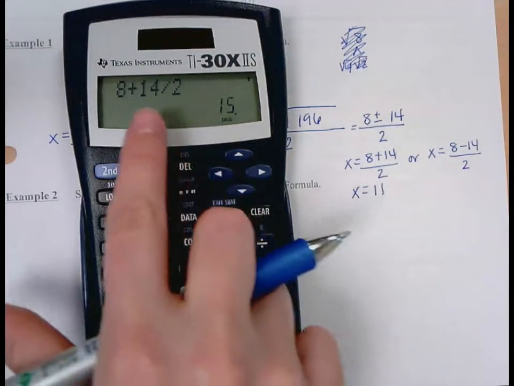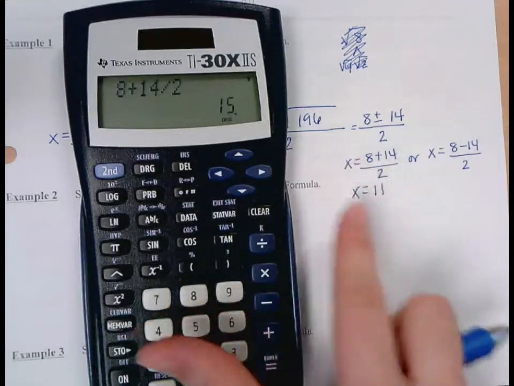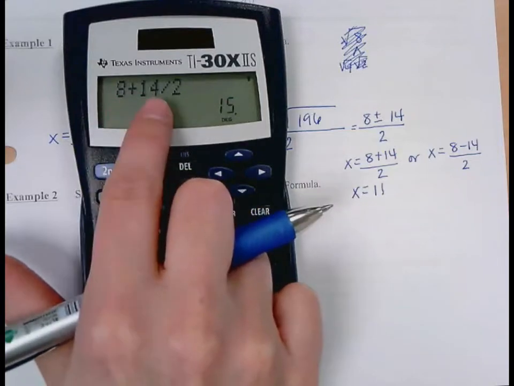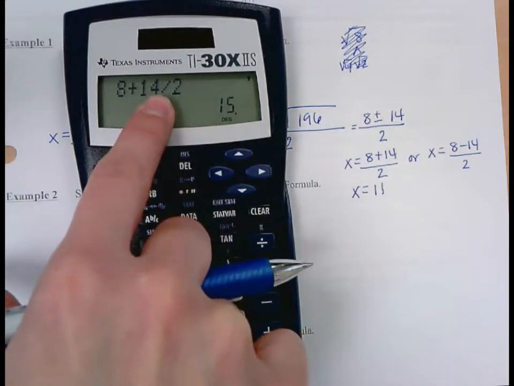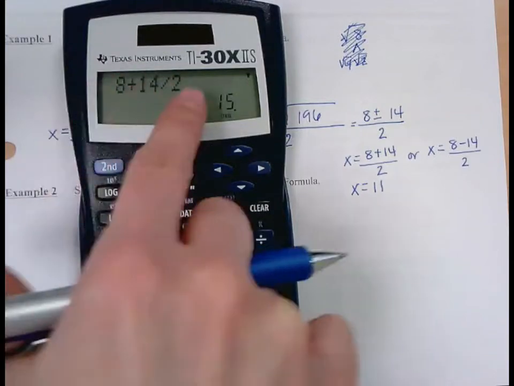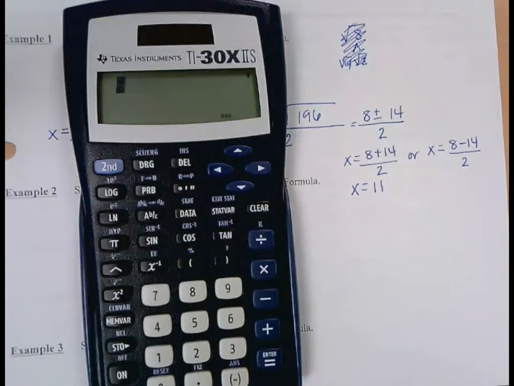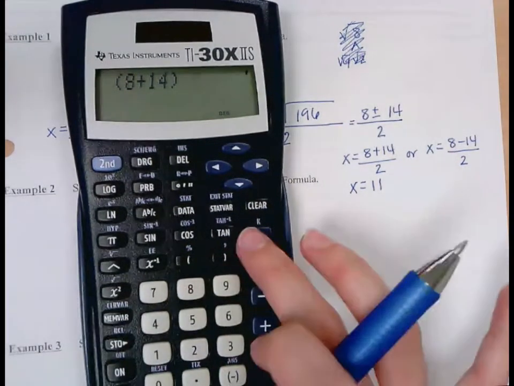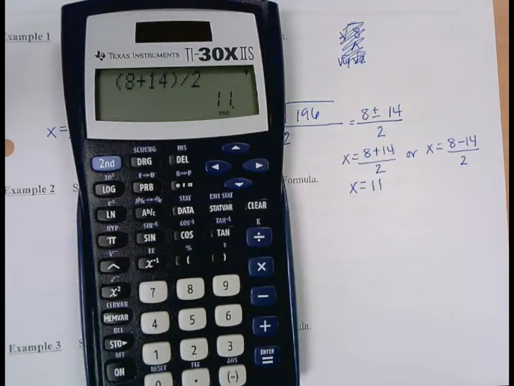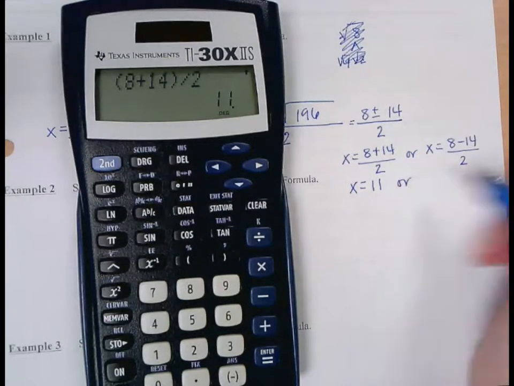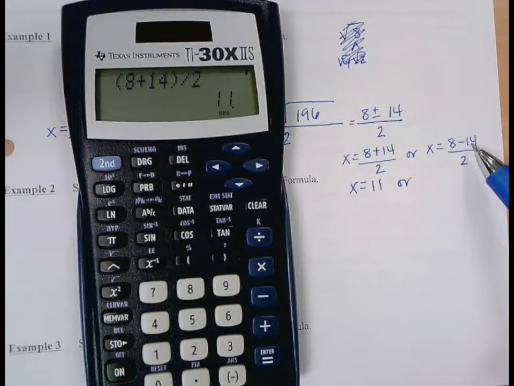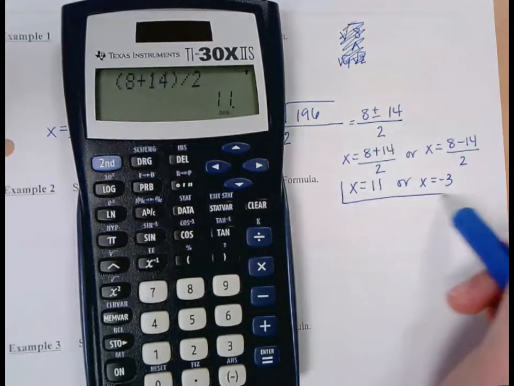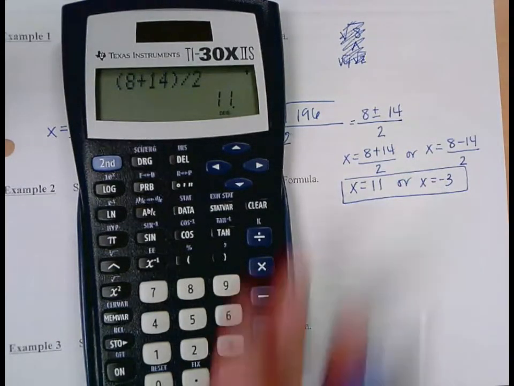So be careful how you type this in, because in this case I would often see answers of 15, because students are just typing it in. When you type it in like this, your calculator is dividing 14 by 2 and then adding 8. It's following the order of operations, so just be careful. If you want to type it in as one line, you'd have to put 8 plus 14 in parentheses and then divide it by 2 to get the right answer. So we have 11, or 8 minus 14 is negative 6, and then divided by 2 is negative 3. So positive 11 or negative 3 would be the two values of x.